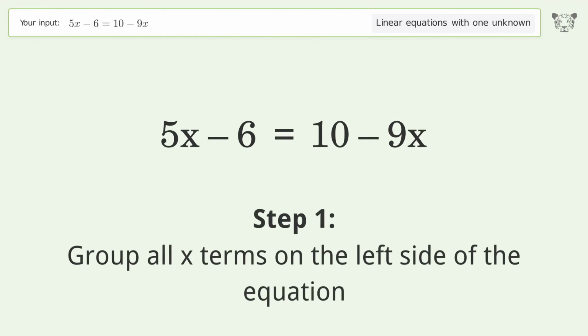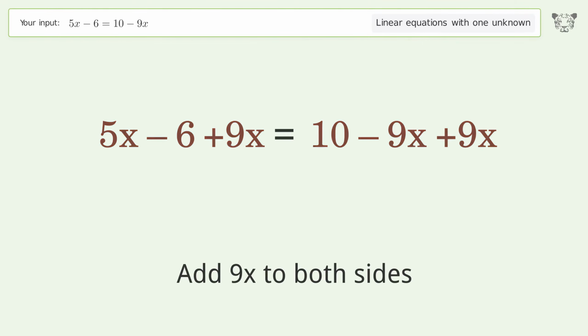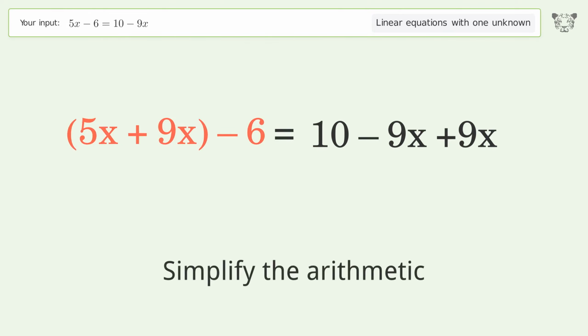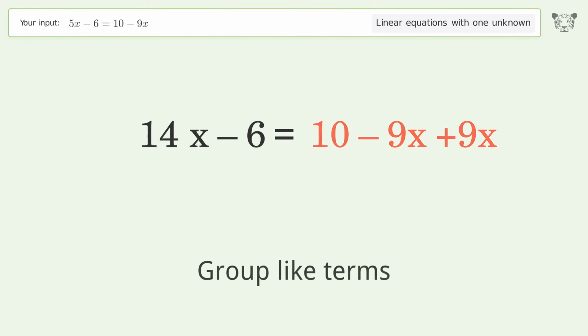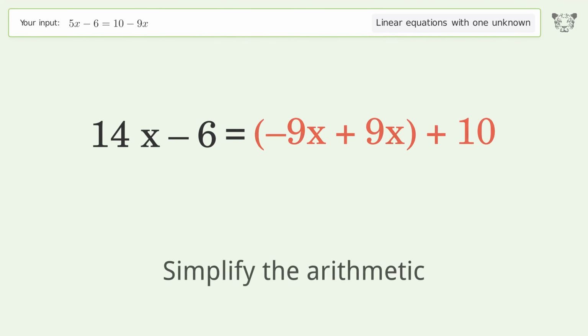Group all x terms on the left side of the equation. Add 9x to both sides. Group like terms. Simplify the arithmetic. Group like terms. Simplify the arithmetic.